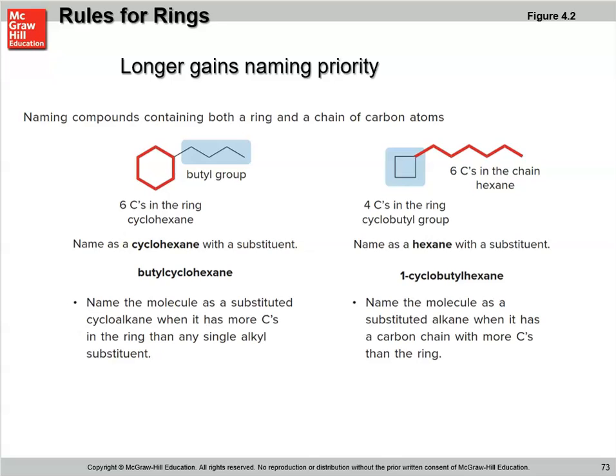Just like our other naming system for the straight chain, the longer chain gains priority. So if the longer chain is the cyclohexane, then that gains the priority. But if the longer chain is the straight chain and we have a cyclic compound that's only 4 carbons long, then we'd name that as a substituent group off of the long straight chain. That is something that you might see in some of the homework, for example.